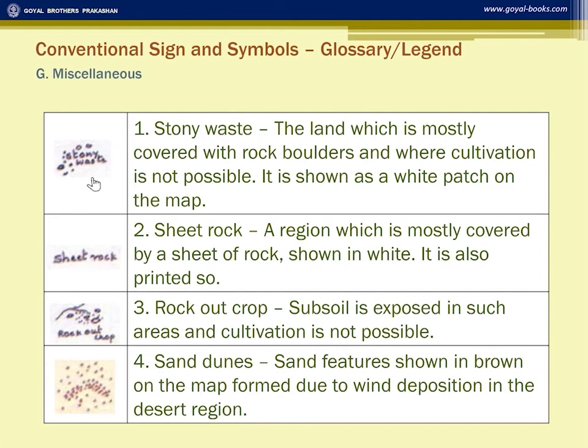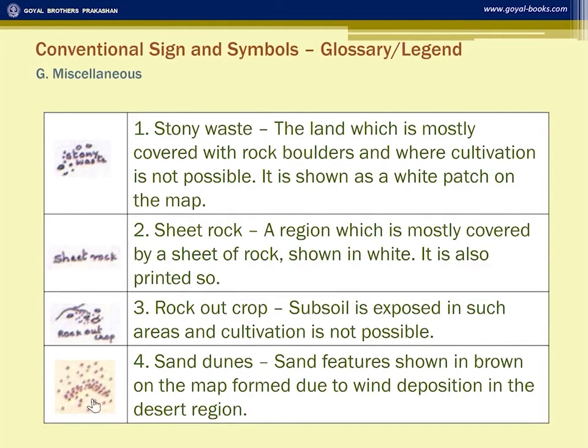Sheet rock is the region which is covered by a sheet of rock, shown in white, and it is also printed in the same manner. Then you see rock outcrop. There the subsoil is exposed, and you know subsoil is not fit for cultivation. Hence that is explained in this manner. But it's very easy to pick out because it is printed in the same manner on the survey sheet.